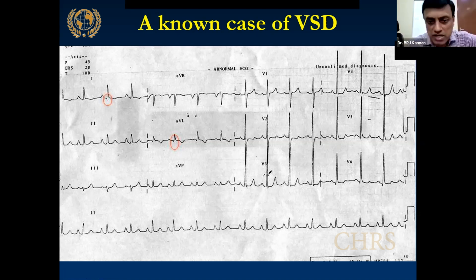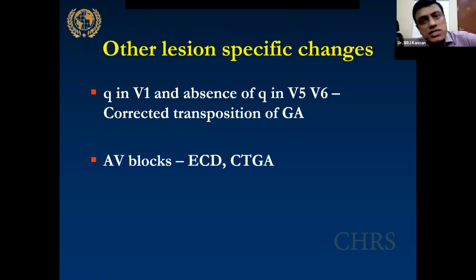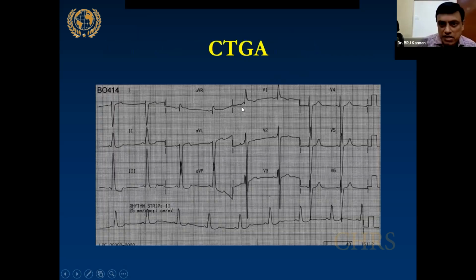So these changes, whatever I have said, are very specific. Okay. So other lesion-specific changes: if there is Q in V1, normally you don't have Q in V1, right? If there is Q in V1, but absence of Q in V5, V6, it suggests you have corrected transposition of great arteries. Though I have mentioned this, even in transposition of great arteries, I am not getting such a kind of classical ECG changes. In an ECG, if you find AV blocks, it suggests you have endocardial cushion defect or corrected transposition of great arteries. See, this is the ECG of corrected transposition of great arteries. There is a Q wave in V1, V2, but there are no Q waves in V5, V6.